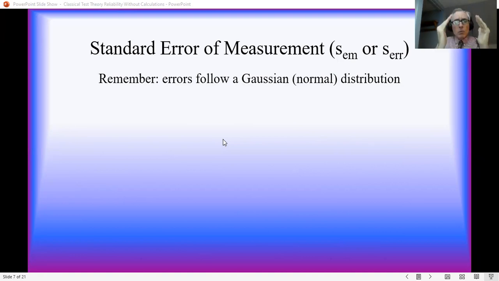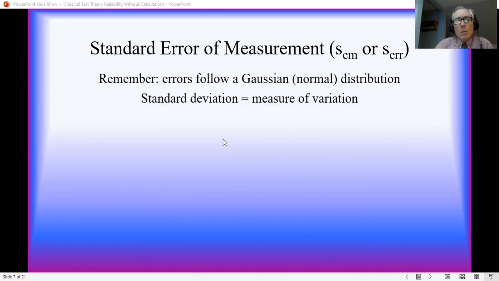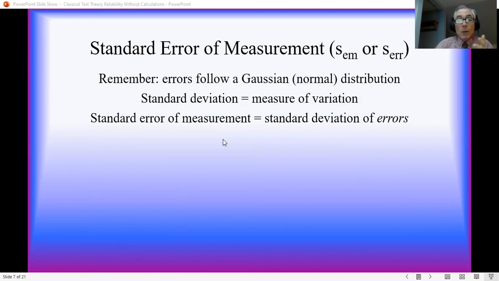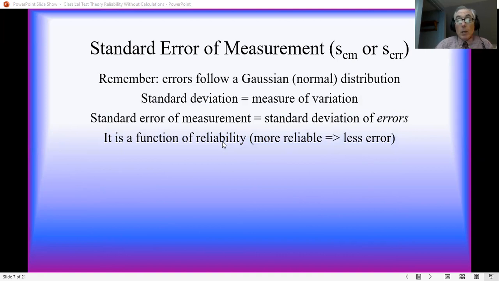And so you're going to have this symmetrical arrangement with most of the errors being pretty small, some one way, some the other, and then some of them a little more extreme. And you all remember, I hope, that a standard deviation is a measure of variation that we use, especially when we have normally distributed variables. So the standard error of measurement is quite simply the standard deviation of the errors. The mean error is 0 by definition, but what's the standard deviation? And so this is a function of the reliability. You see, the higher the reliability coefficient, the lower the standard error is going to be.